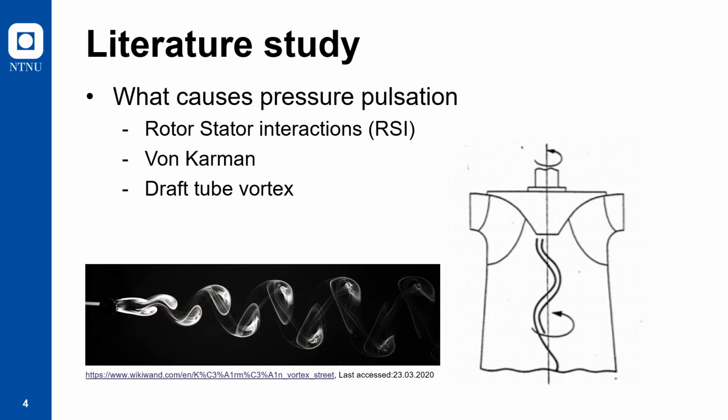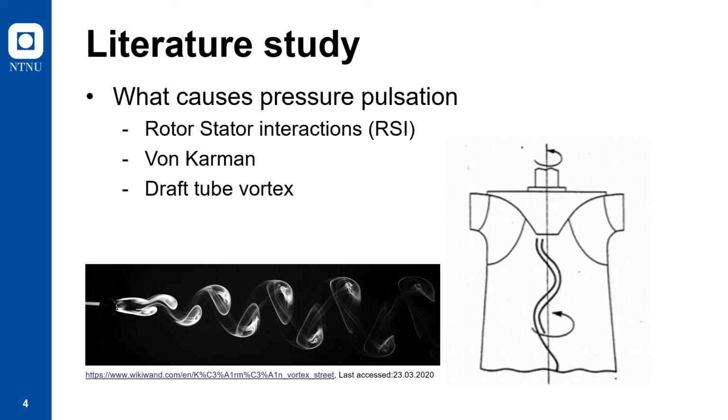Examples of what causes pressure pulsations is rotor-stator interactions. A pressure pulsation is created each time a guide vane passes a runner blade and vice versa. Von Kármán vortices occur after a bluff body placed in a fluid stream. It oscillates with a certain frequency as illustrated in the left picture.